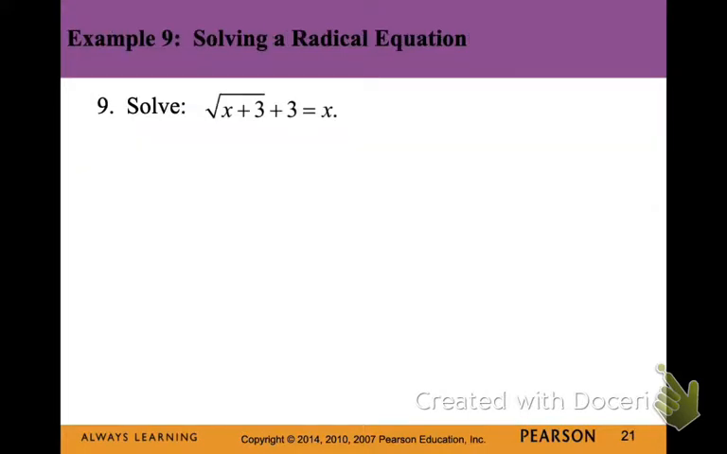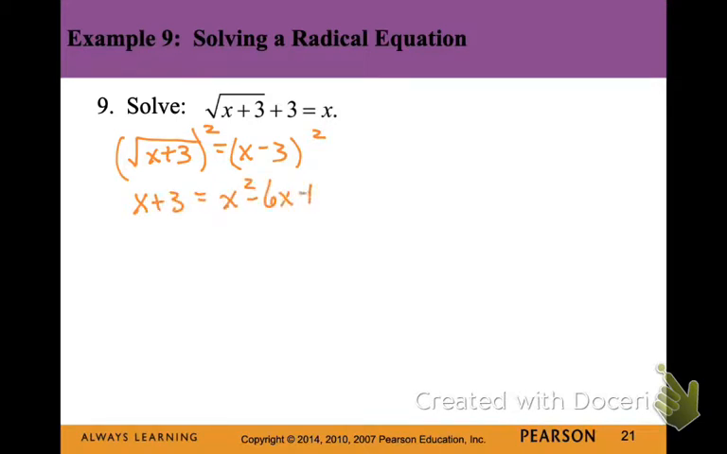So let's isolate this radical by subtracting our 3. Now this is a square root, so we're going to raise both sides to the second power. So nth roots get raised to the nth power. So we get x plus 3 equals x squared minus 6x plus 9. Now I notice I have a quadratic. Well, I know how to solve quadratics. I'm going to get it in standard form and see if it factors, which it does.